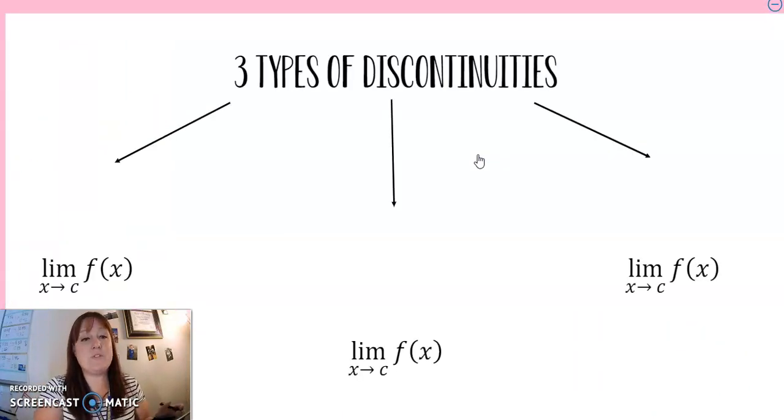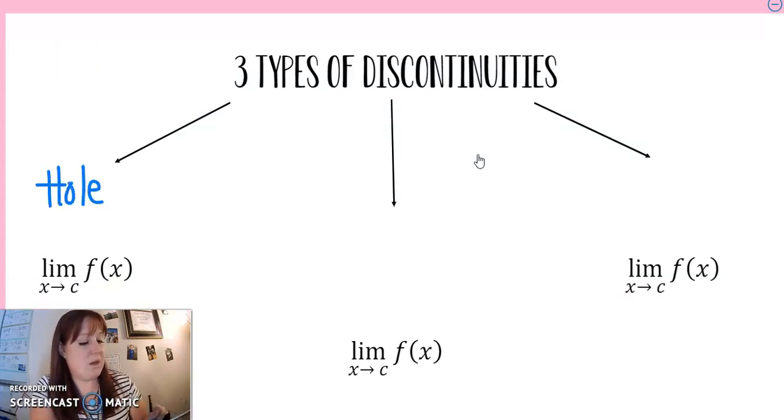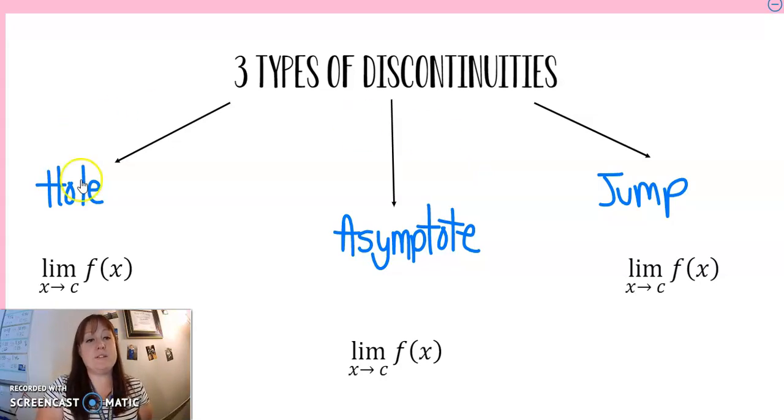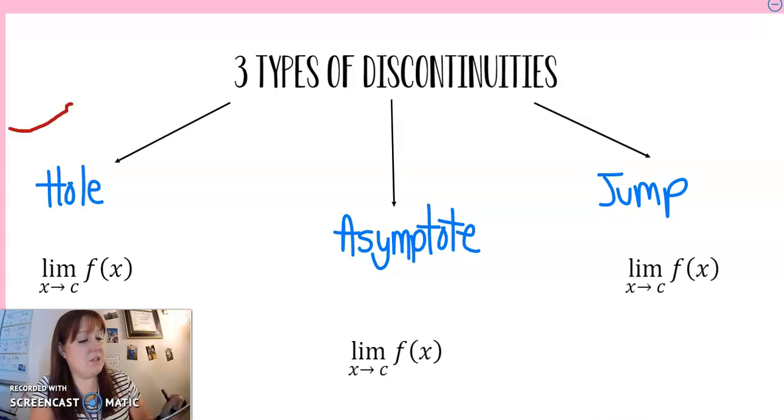So we actually have three different types of discontinuities. Remember, we have a hole, an asymptote, or we also have a jump. Remember that a hole is considered a removable discontinuity, and asymptotes and jumps are considered non-removable discontinuities. So basically a hole, remember, looks like this. You're going along in the function, then there's a hole, and then it just keeps going.